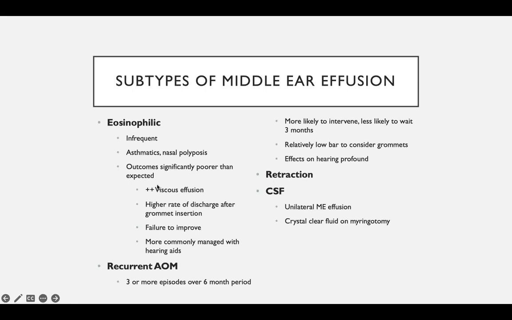serous effusion. So it's a very viscous effusion, and there's therefore a much higher rate of discharge after grommet insertion. Children often have a failure to improve, and it's more commonly managed with hearing aids.